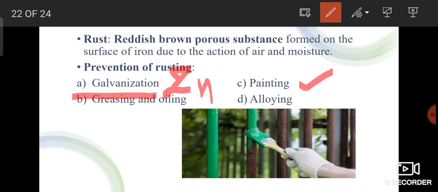Next thing is painting. You can paint it. You can see in this image, painting is being done on the surface of an iron door, maybe it's a door, so that it doesn't get rusted. Now painting the surface actually cuts off the supply of air and moisture, and as a result this rusting process is going to be delayed. Okay. Next is greasing and oiling. Now applying a layer of oil on the surfaces, applying a layer of grease on it. Now grease is actually a lubricant.